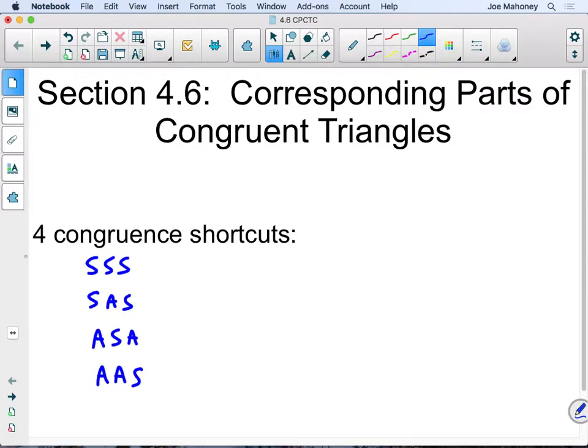So today, we want to go past this. We want to say things that are true about the other parts of the triangles. For example, if I know side, side, side is true, it means that the 3 sides of one triangle are congruent to the 3 sides of the other triangle. It means that the triangles are congruent. But what's true about the angles of those triangles? That's what we want to talk about today.